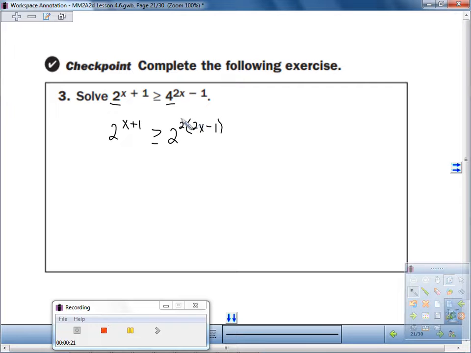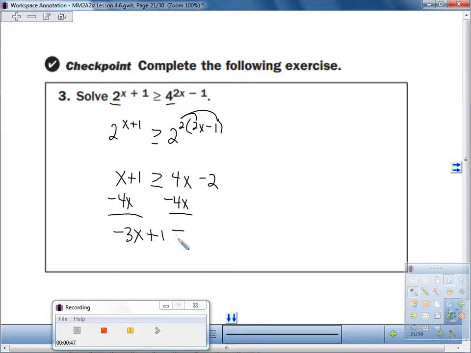Okay, I'm going to go ahead and distribute the 2, so that I end up with x plus 1 has to be greater than or equal to 2 times 2 gives us 4x minus 2. Okay, I'm going to get my variables together. I'm going to try to keep them on the left, so I'm going to say minus 4x, minus 4x. So we get negative 3x plus 1 has to be greater than or equal to negative 2.